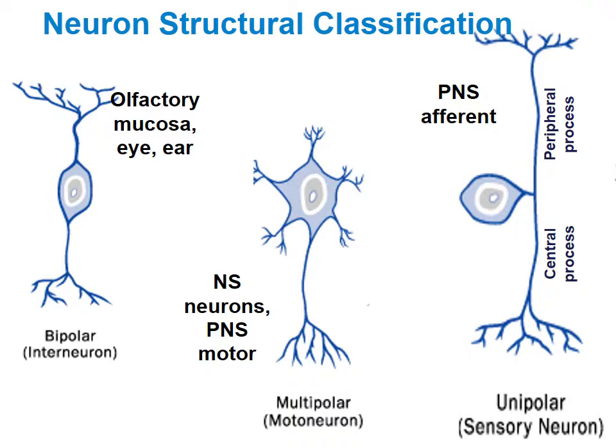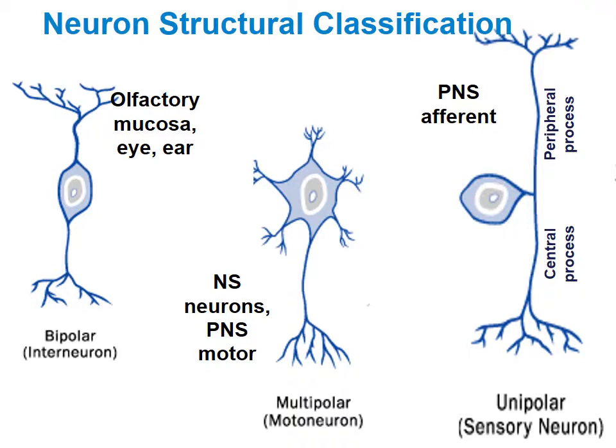Interestingly, all neurons do not look the same. There are 3 structural classifications based on shape. Bipolar neurons have exactly 2 extensions on the soma. These are found only in the nose, eye, and ear. Multipolar neurons have more than 2 extensions off the soma. Interneurons and motor neurons fall in this category.